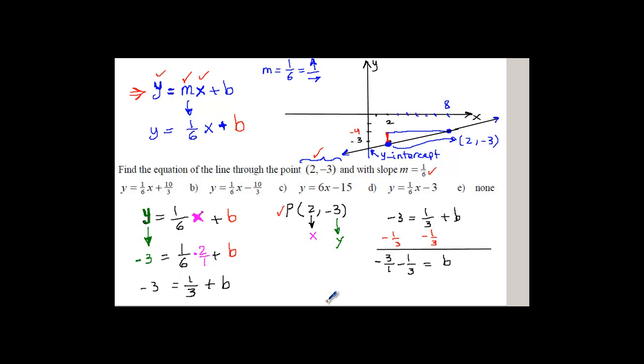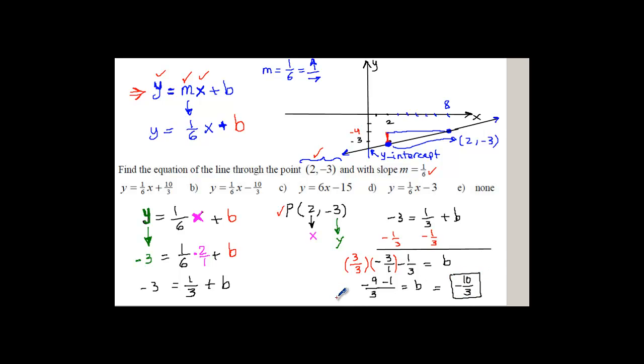So what is b, Nicole? What do you do next? Negative 10/3. So the LCD is 3, good. Then you multiply the first fraction by 3 over 3, and get negative 9 over 3 minus 1 over 3. So b is equal to negative 10 over 3.